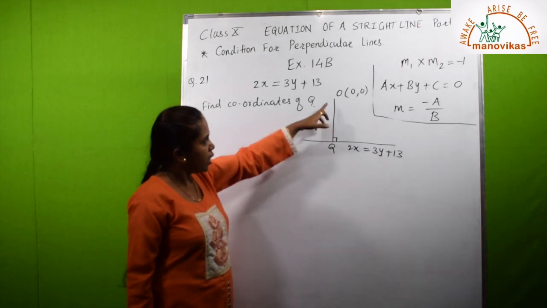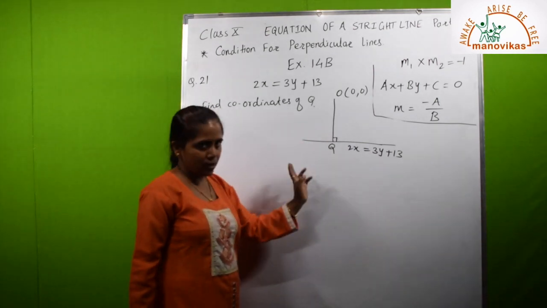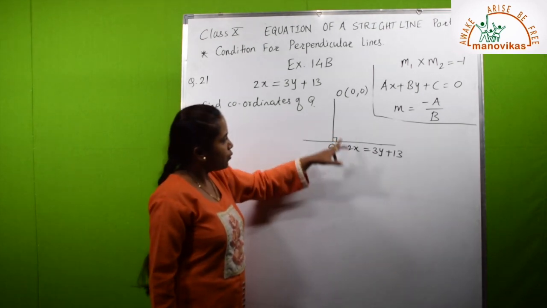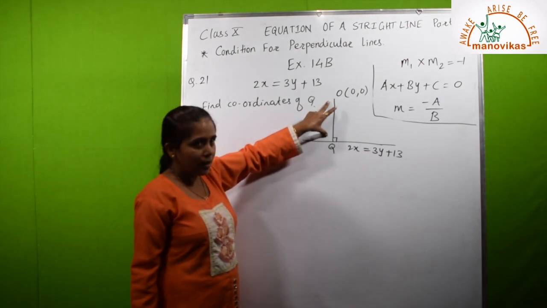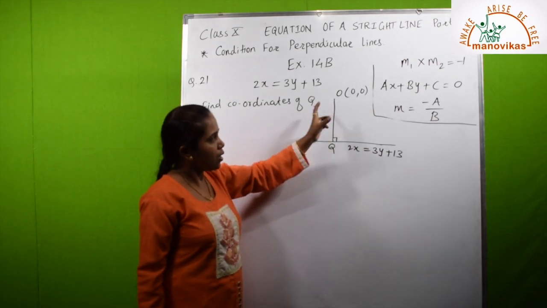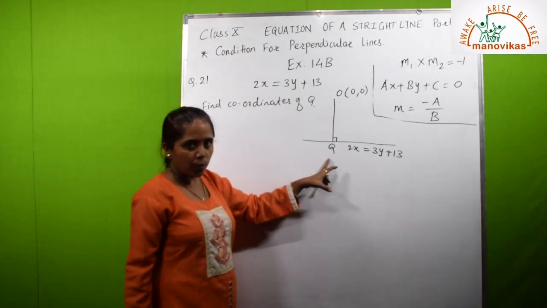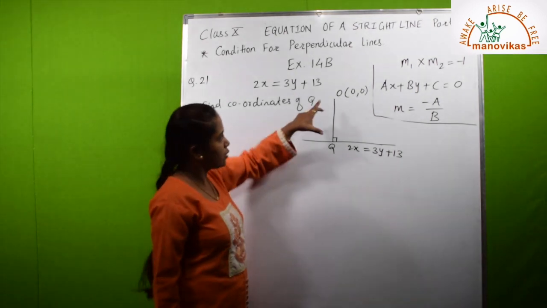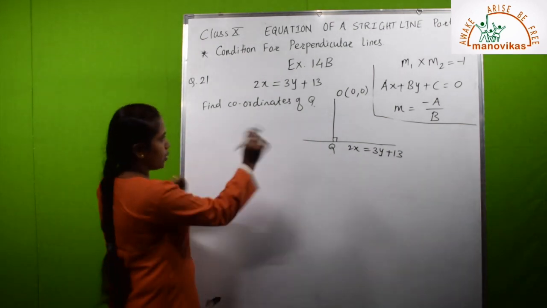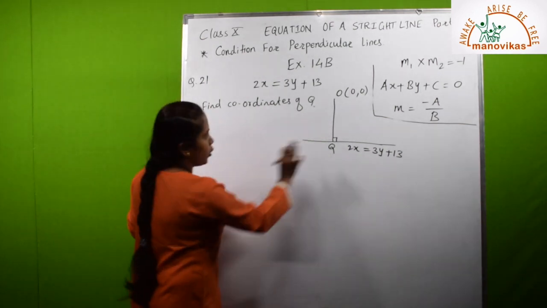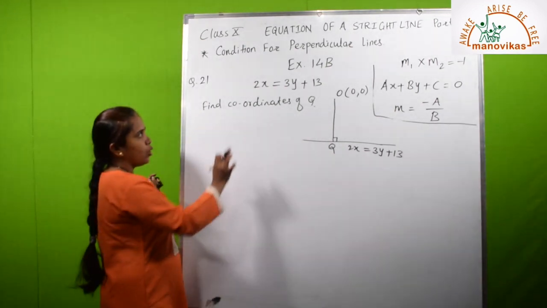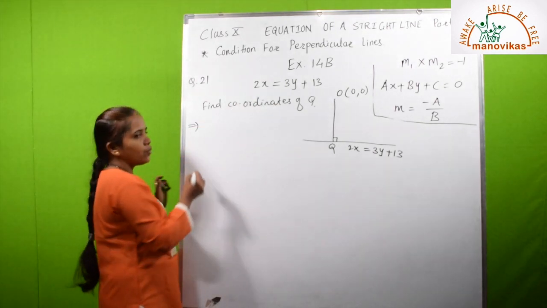Now Q is the point of intersection of these two lines, and these two lines are perpendicular to each other. So first we have to find the equation of the second line, which is perpendicular to the given line, and when we solve these equations we will get the coordinates of the point Q. First we'll get the equation of the line OQ. Now O is the origin, that is given. We have to find the slope, and only then can we find the equation for OQ.